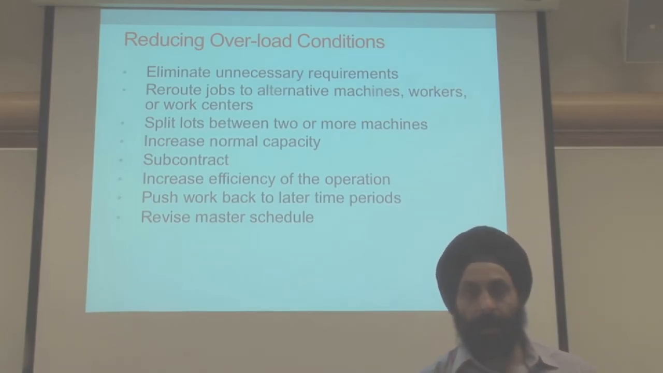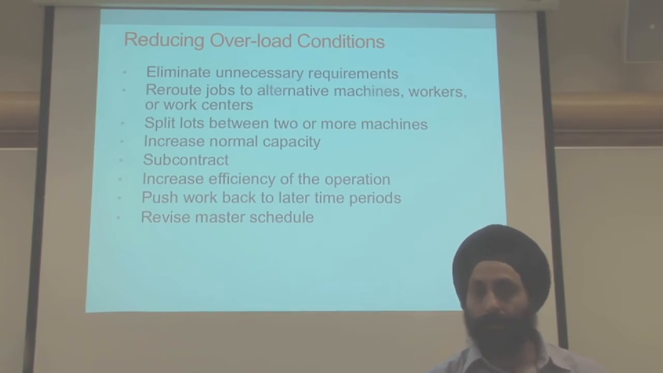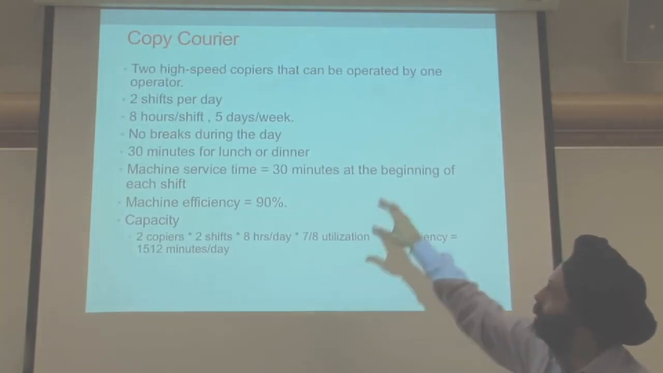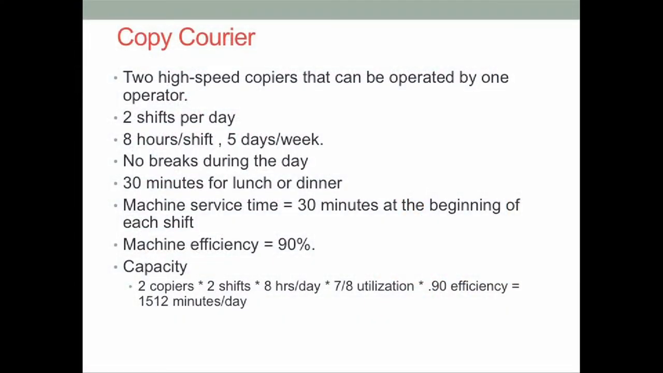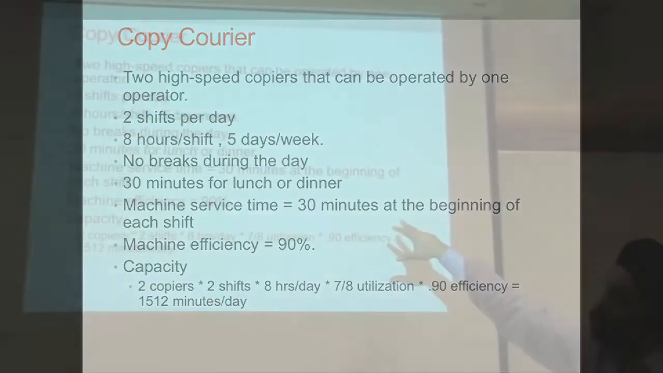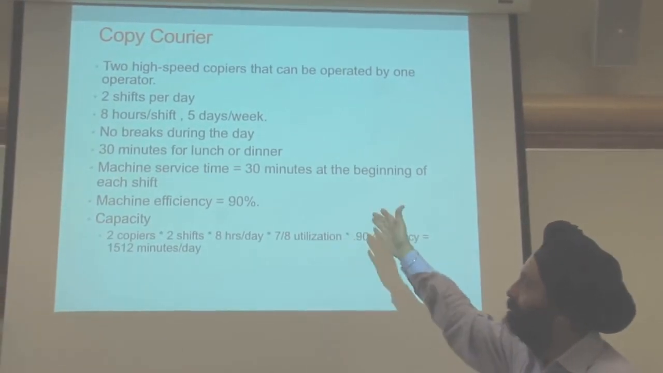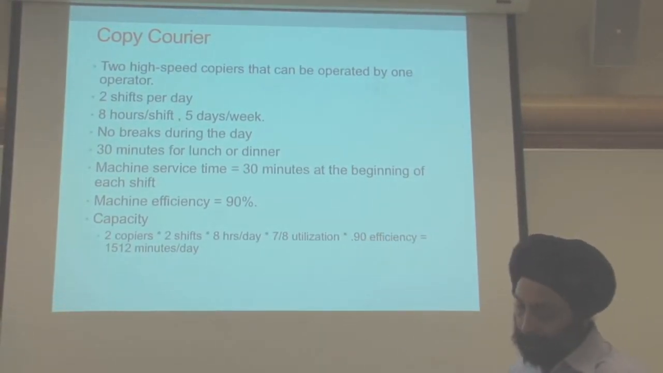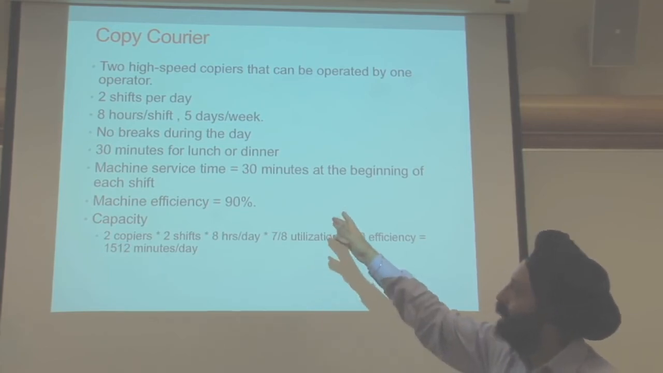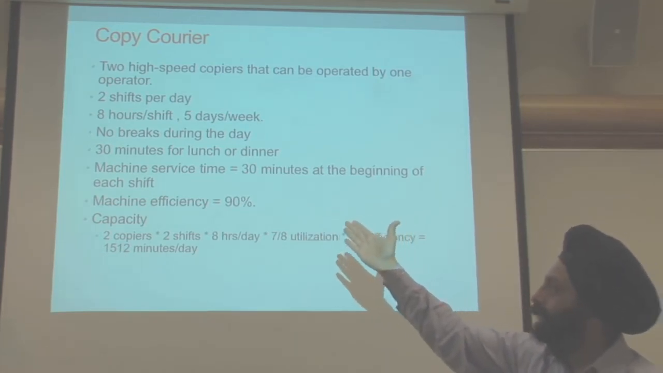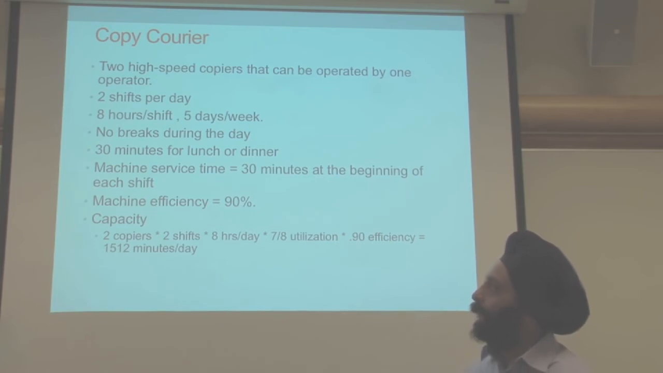In terms of a copy example, a copy courier: 2 high-speed copy couriers that can be operated by one operator. You have 2 shifts per day, 8 hours per shift, and 5 days a week. No breaks during the day are assumed in this case, 30 minutes for lunch or dinner, and machine service time is 30 minutes at the beginning of each shift. Machine efficiency is also provided to you at 90%.